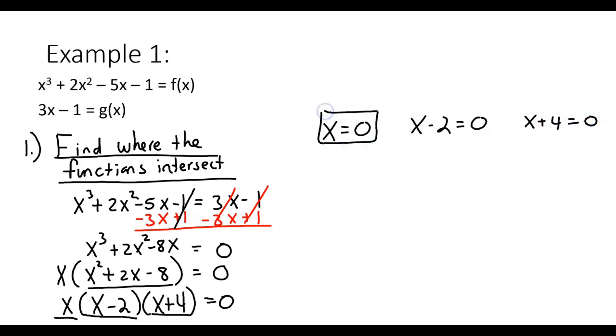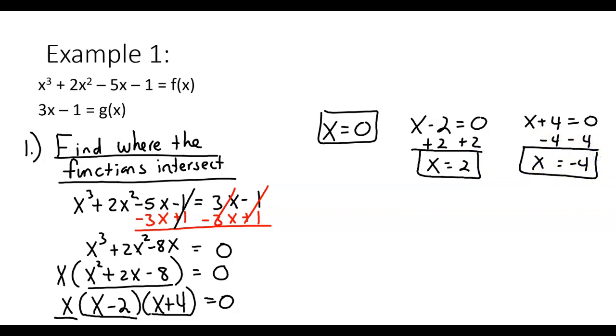Now this one's already solved, but this one we've got to add 2 first. And on this one we've got to subtract 4. And those are my three values of x where these two functions would intersect each other.